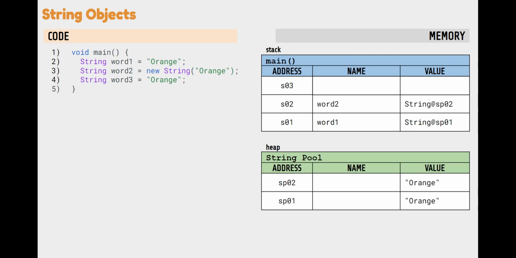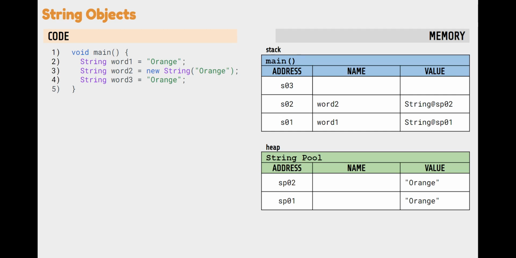location. And now on line 4, we are creating the variable word3 and we are assigning it the string literal orange. So we're not using a constructor call, so we're not going to make a new orange in the string pool. Java will look in the string pool to see if orange already exists. We can see that it's already in there twice, so the question is, which orange is Java going to pick?